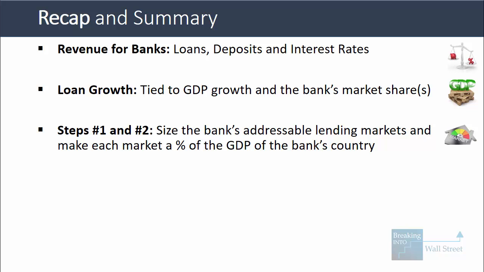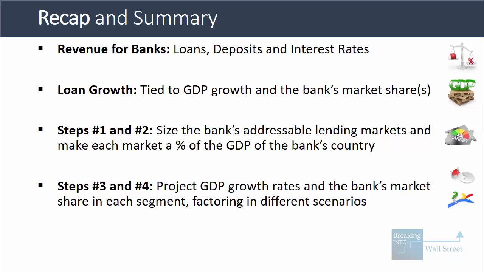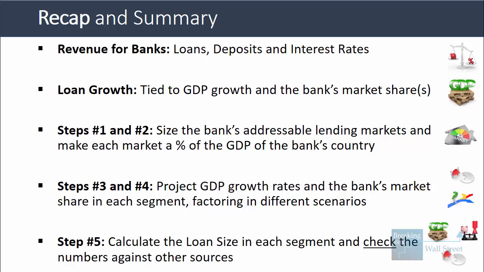Steps 1 and 2 of the process to project loans for a bank include sizing the bank's addressable lending markets and then making each market a percent of the GDP of the bank's country or region. Then in steps 3 and 4, you project the GDP growth and also how the addressable lending market relative to GDP changes over time and the bank's market share in each segment. You factor in different scenarios if you can do so. Then in step 5, you calculate the loan size in each segment and check the numbers against other sources.